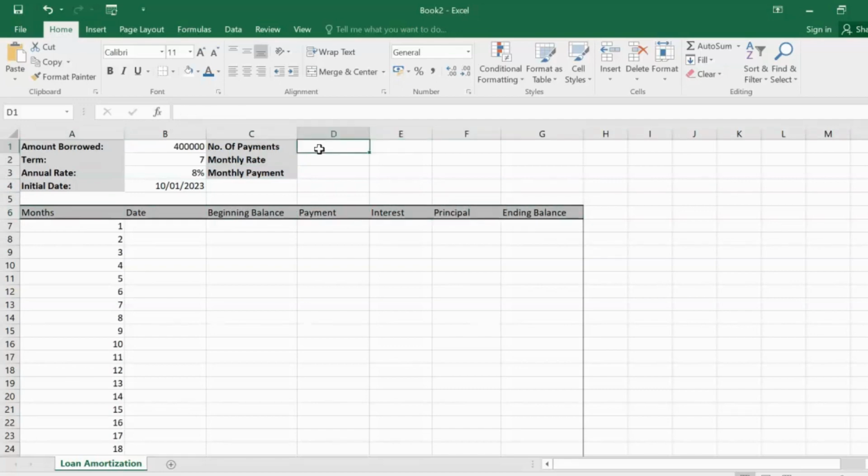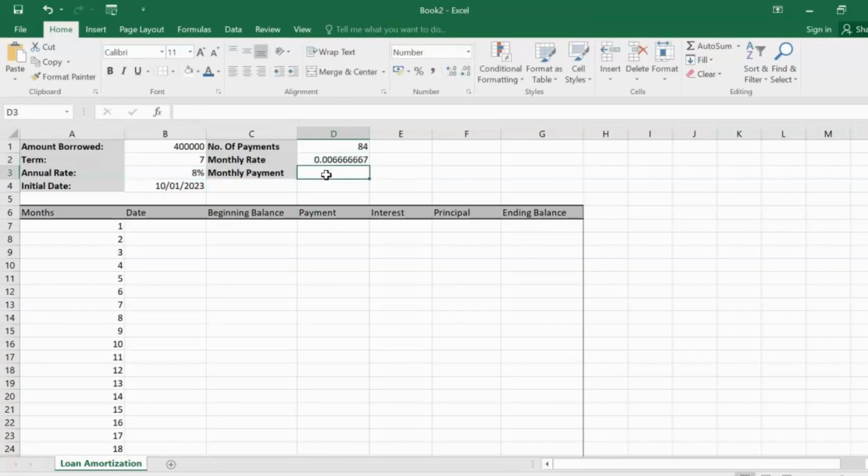balance. So the number of payments is going to be equal to the loan term multiplied by 12 months in a year. So this is 7 years. We're going to bring it down to months. Click OK, and you have 84 months. The monthly rate is equal to this percent rate divided by 12, enter.